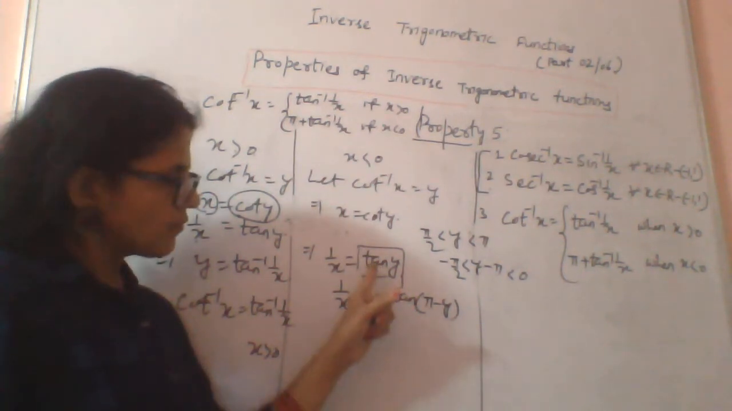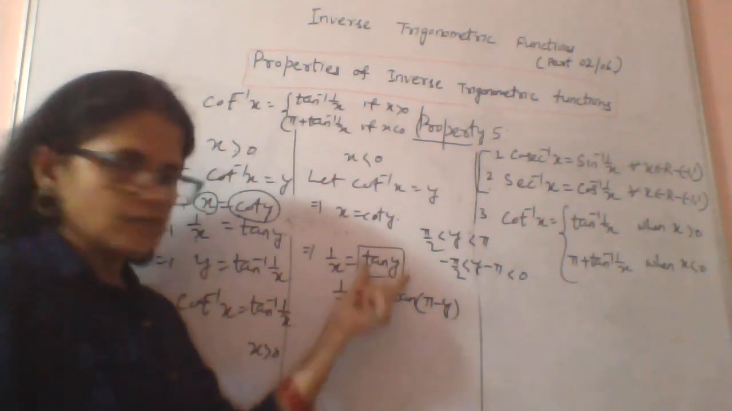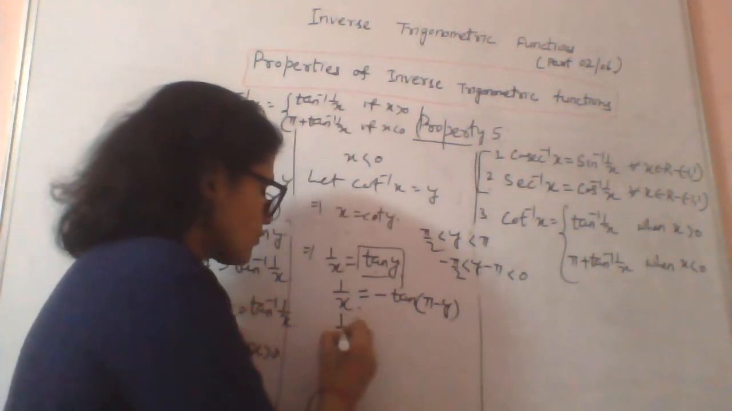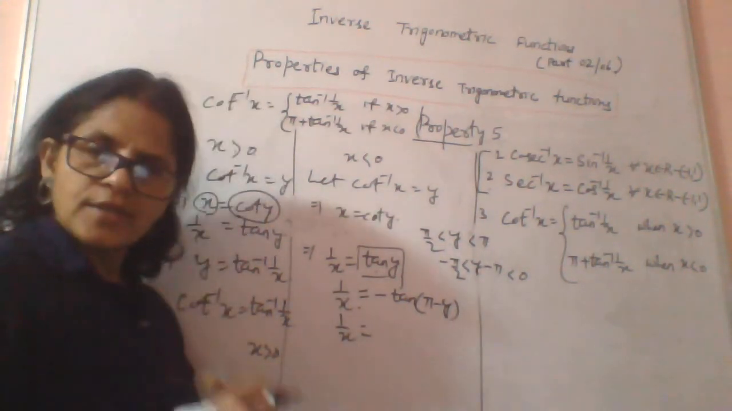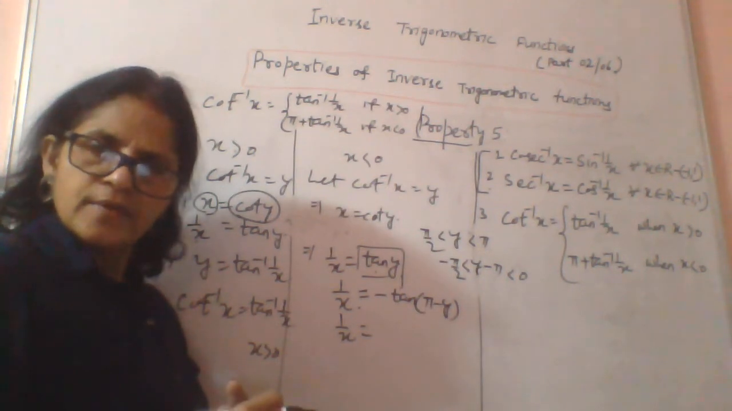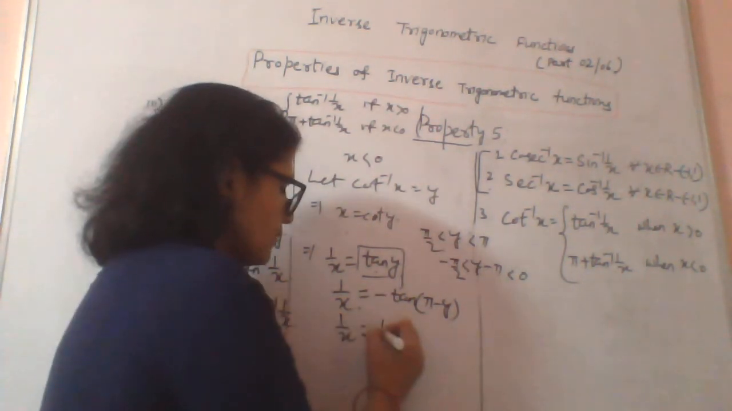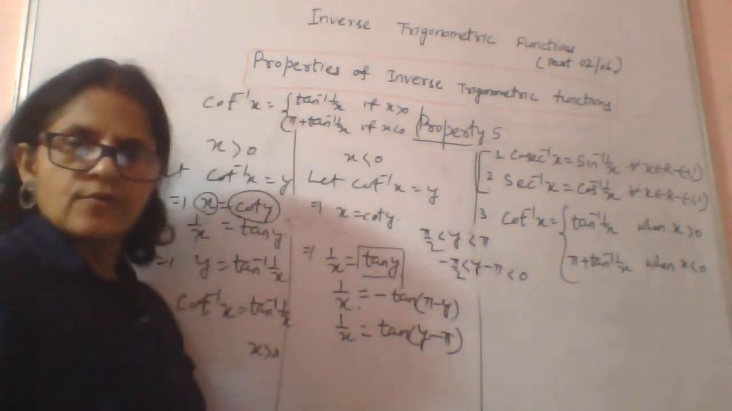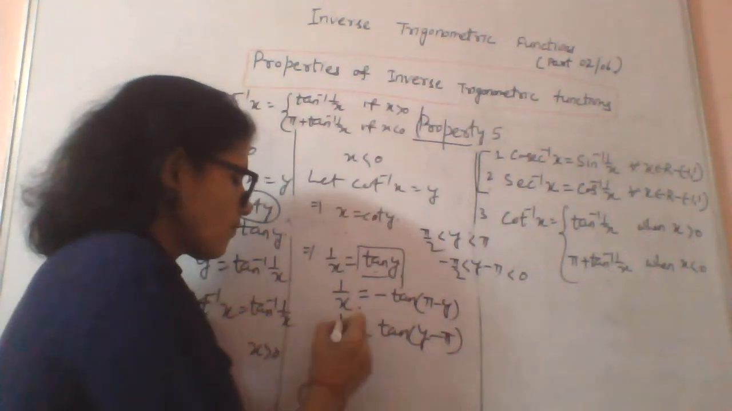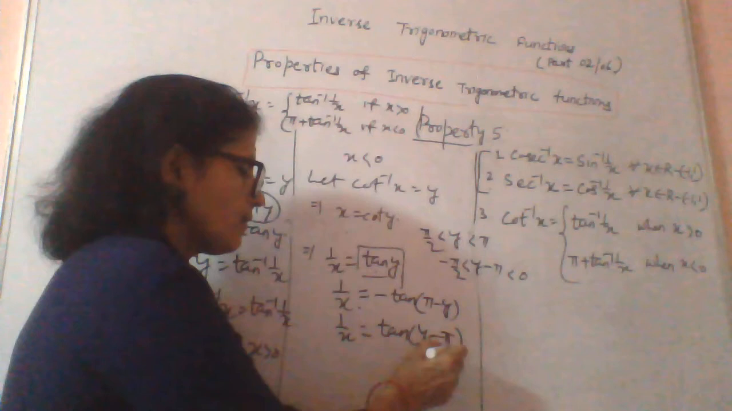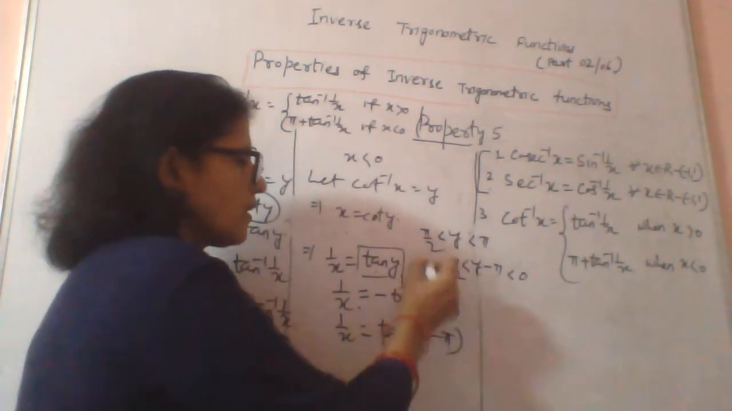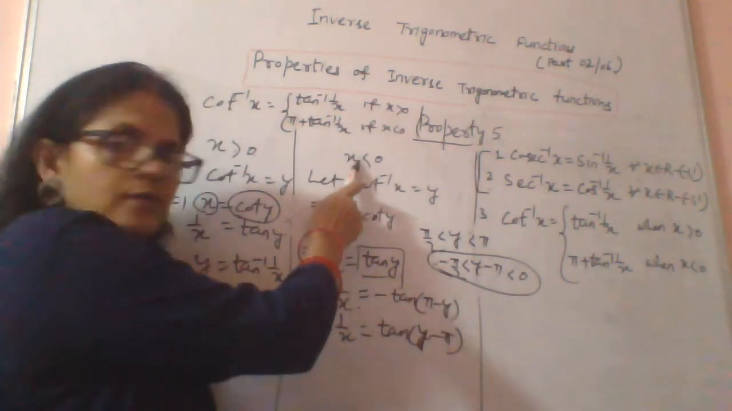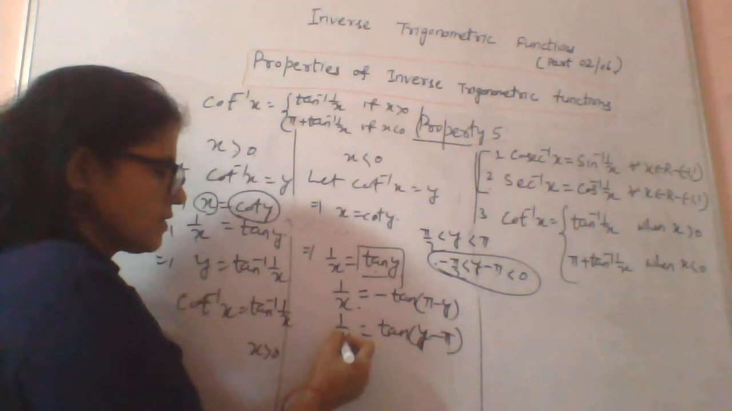So here we are writing tan y as minus of tan of pi minus y. We also know minus tan theta equals tan of minus theta, so it can be written as tan of y minus pi. So 1 by x equals tan of y minus pi. And y minus pi is actually negative as per our condition, so 1 by x is negative.